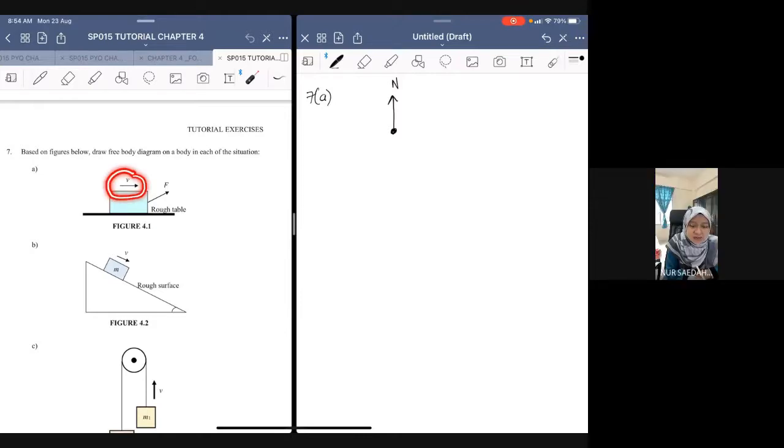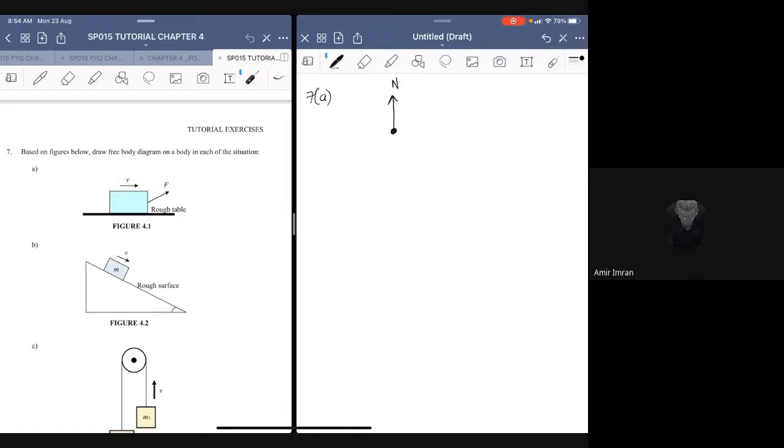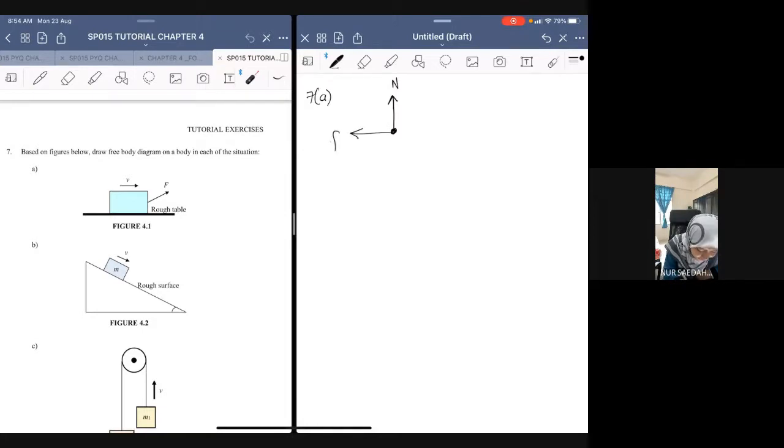Ya, V. Dia ke kanan. Dia ke kanan. So frictional force akan? Ke kiri. Yes, opposite direction to the motion. Okay, good. Frictional force. Bagus, cuba. Okay, so ke kiri. Lagi? Kenapa ada frictional force? Sebab rough table kan, dia dah ada bagi tahu perkataan rough kat situ, so akan ada frictional force. Lagi korang? Berat.